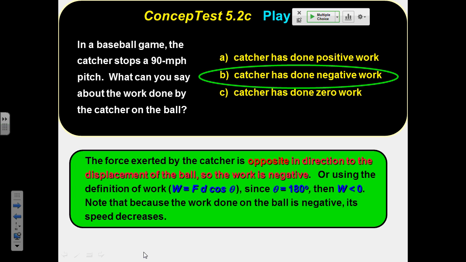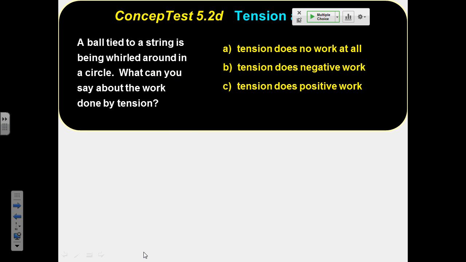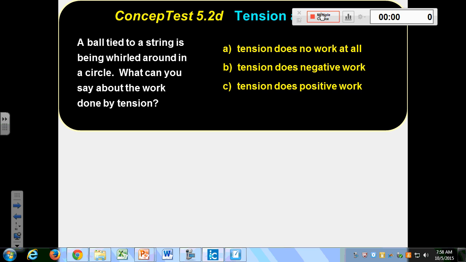Okay. A ball tied to a string is being whirled around in a circle. What can you say about the work being done by tension? Let me draw a picture. We haven't done circular motion yet, but I think you can probably figure this out.